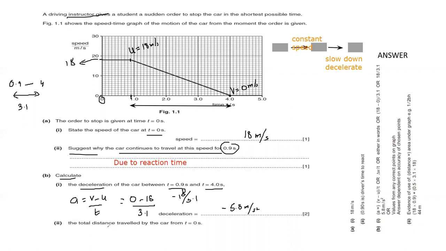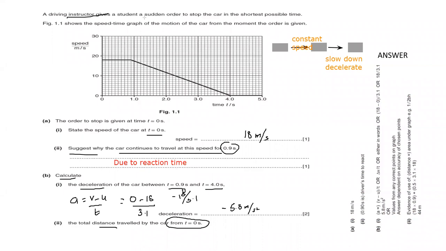The next part: the total distance traveled by the car from t equals 0. So from the start to the end, what is the distance traveled by the car? For a speed-time graph, if we are calculating a distance, we can use the area under the graph. In this example it's a trapezium, so you can use the formula for a trapezium: the sum of the parallel sides, a plus b, multiplied by h, and that is divided by 2.